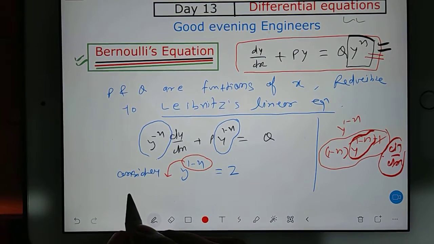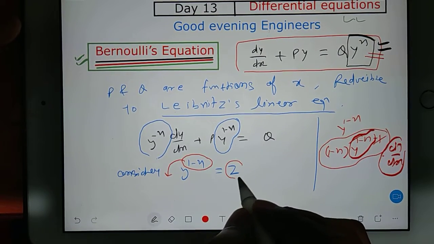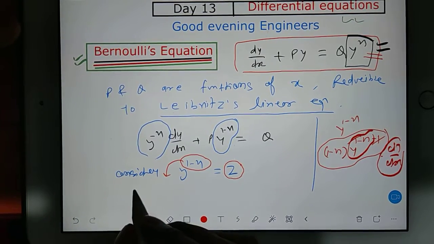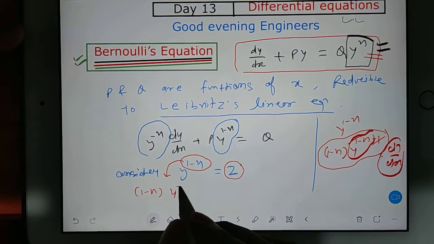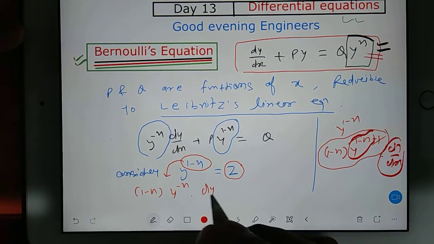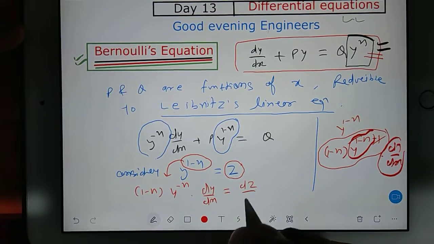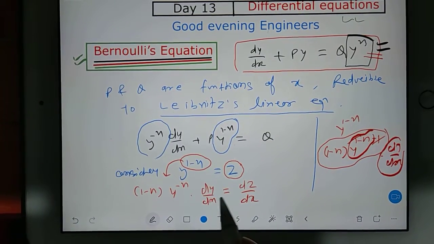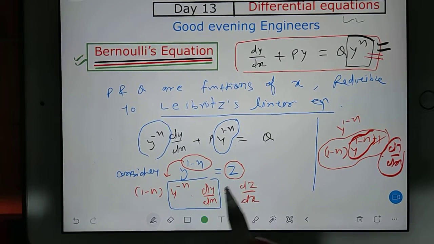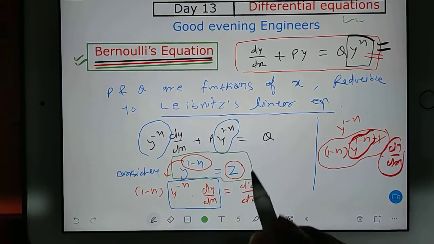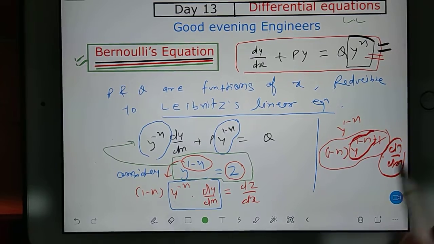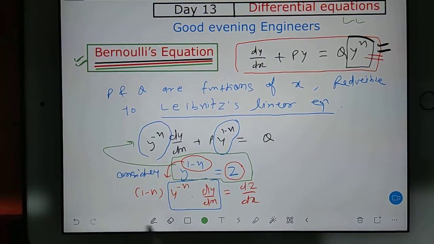So I am going to differentiate with respect to x. This z can be any other variable. You can consider t, theta, z, anything. So let's differentiate. So 1 minus n times y power minus n into dy by dx is equal to dz by dx. You can clearly see this. If I replace this and this, these two replacements I will make in my main equation. So my new equation will look like, I will just write here.